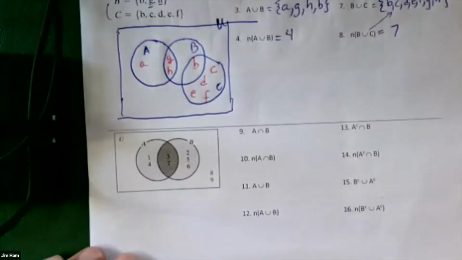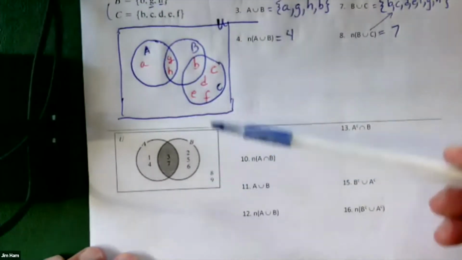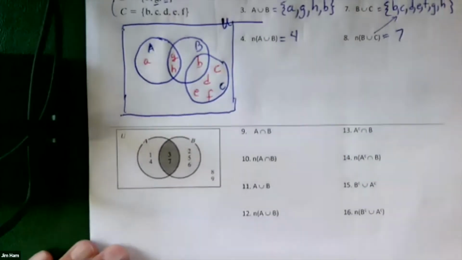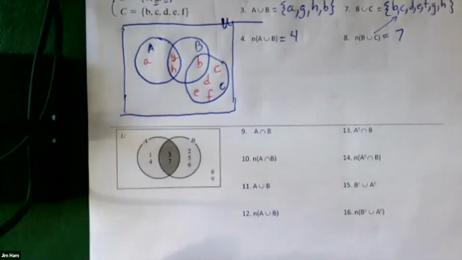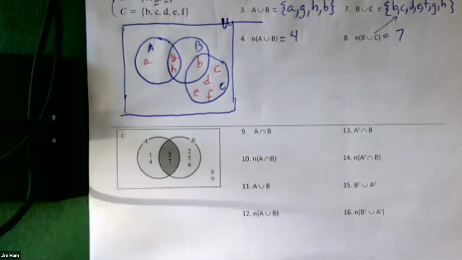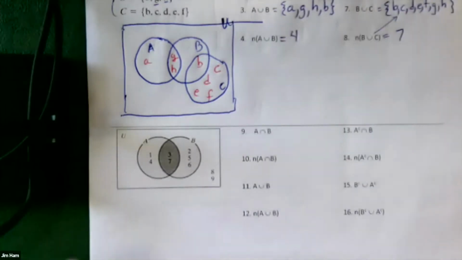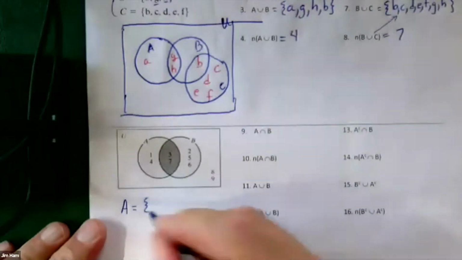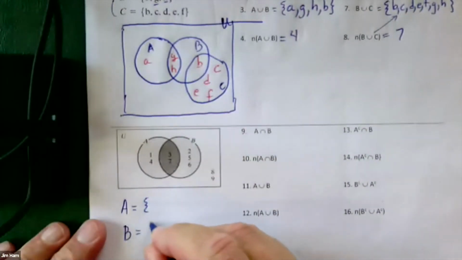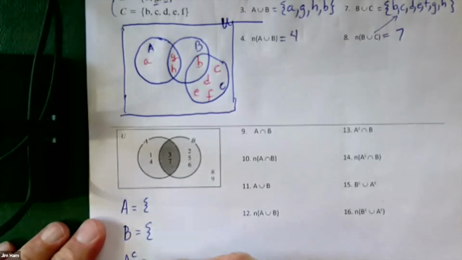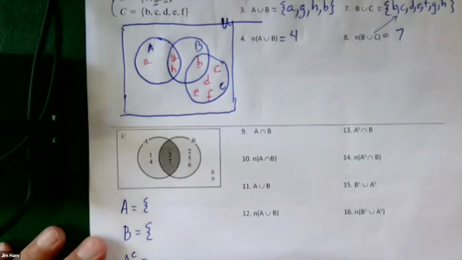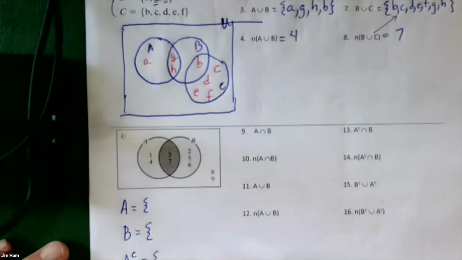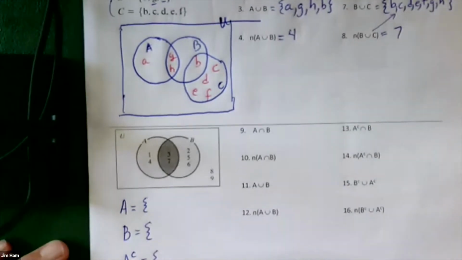All right, so in this problem down here, we're starting with the Venn diagram. And it takes a little bit of instruction to know how these work. So what I'd want you to do is identify the set A, list all the elements of B, list all the elements of A complement, list all the elements of B complement. And while you're at it, list the elements of A intersect B.